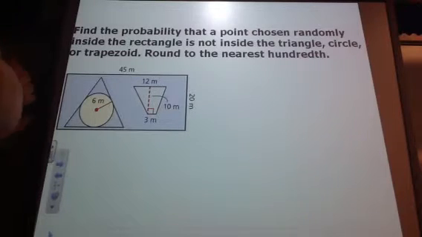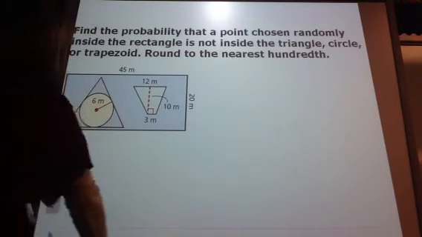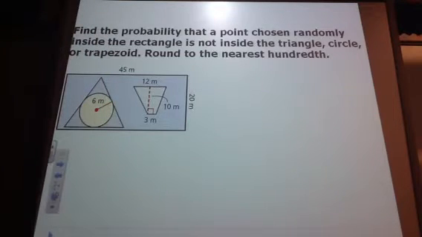Okay, guys, I need to reteach the last problem on the 10-6 geometric probability. I did not show you the correct way on the other one. Instead of deleting the other video, I'm just going to show you the last one here. So what we have here is we're trying to find the probability that the point chosen randomly is not inside the triangle, circle, or trapezoid.